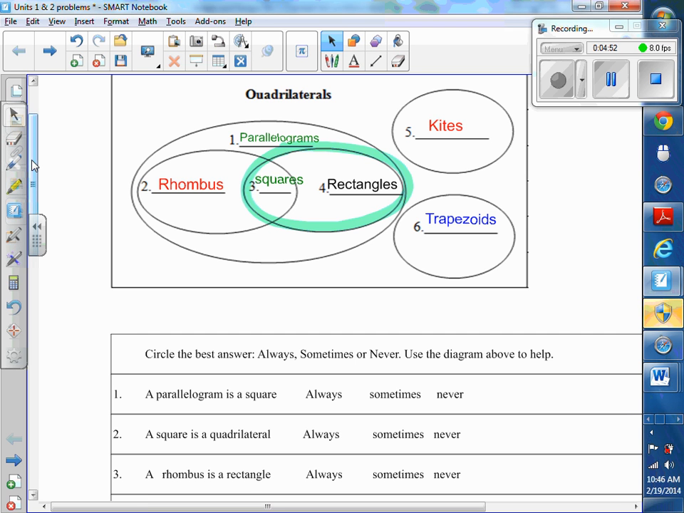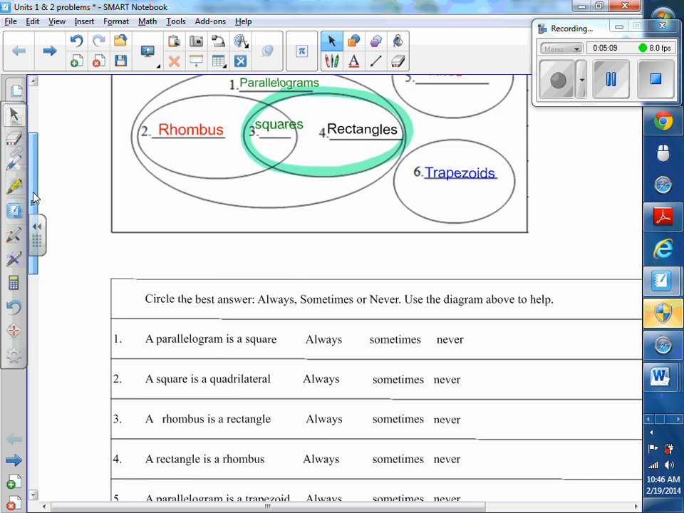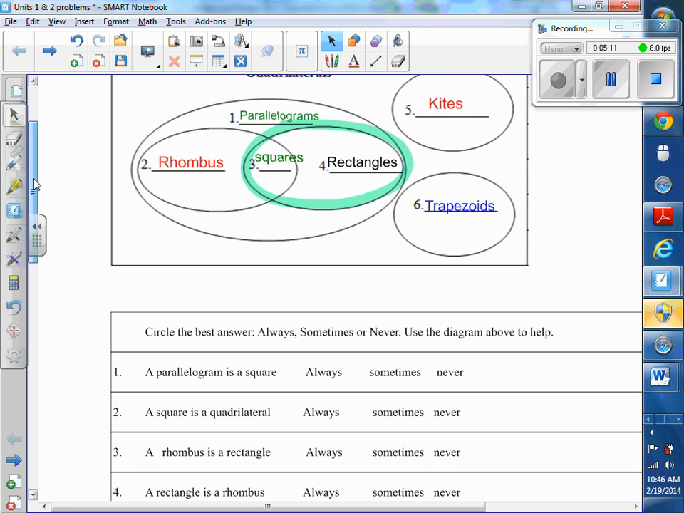Sometimes. Can a trapezoid be a kite? I don't know what a kite is. Never. Not even knowing what a kite is, since these two areas don't even touch, you would say never. I'm not going to quiz you on that, but that's how you would read the diagram. So looking down here, circle the best answer: always, sometimes, or never. Use the diagram above. A parallelogram is a square.